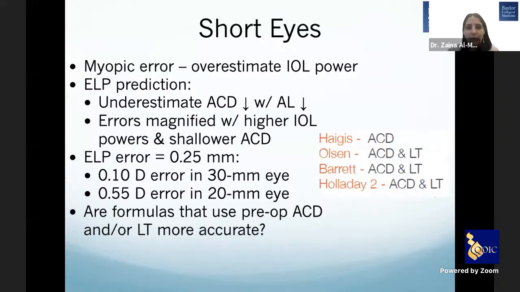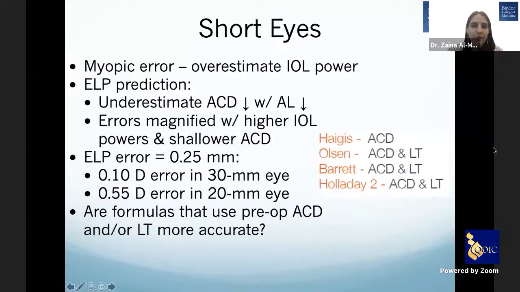As we talked about, you get a myopic error because you overestimate IOL power. And part of it, we think maybe it's the ELP prediction. Are we underestimating ACD with a decreasing axial length? The errors here are magnified. I really think, other than post-refractive or keratoconus, short eyes are what people kind of forget about, but those are the ones that you're more likely to get errors, and they're magnified because you're using higher IOL powers, 30 diopters, 34 diopters, and the shallow anterior chamber depth. So it's even more anterior, and you get more of a myopic error.